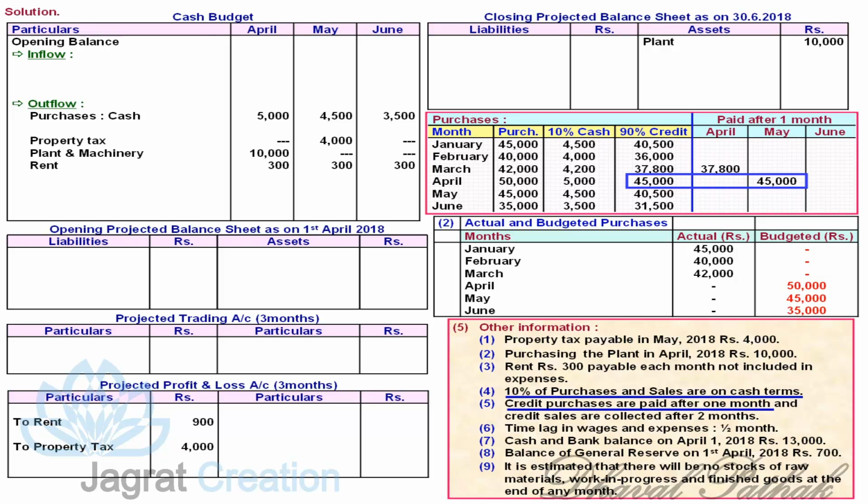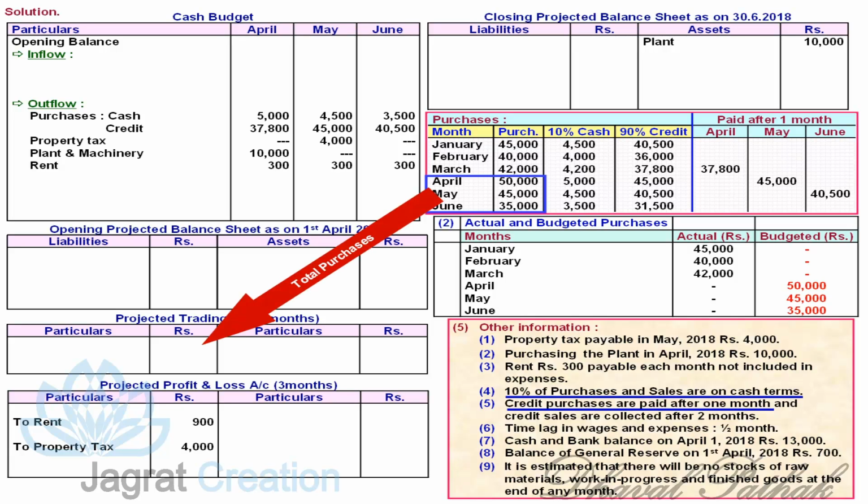April credit purchases are paid in May. May credit purchases are paid in June because 1 month is the time lag. So these are the payments made in April, May and June for the credit purchases of March, April and May. This payment I write as cash outflow. So payment for credit purchases in April, May and June, that I write in the cash budget. Now these are the total purchases that I will debit to my projected trading account. These are the total purchases of cash and credit purchase both together. April, May and June, 50,000, 45,000, 35,000. This is total. 1,30,000 purchases are debited to projected trading account.